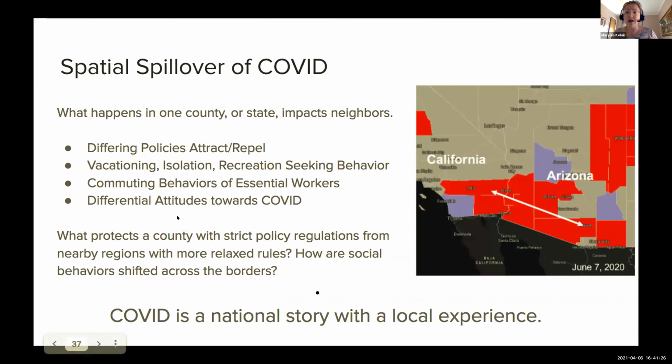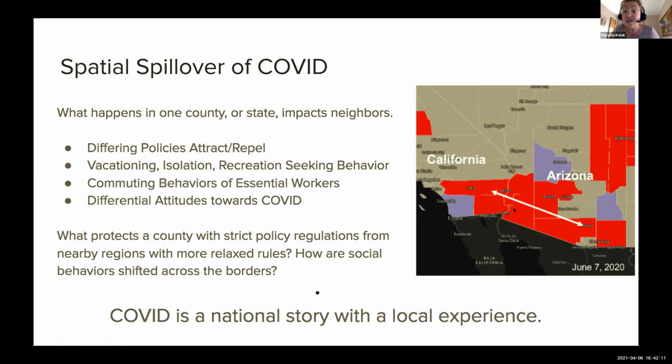But another piece, and this is where we really come back to Chicago, is no matter where you look, spatial spillover of COVID is a really big problem. What happens in one county or one state is going to impact its neighbors. And I'm not just talking about COVID cases, I'm talking about social behaviors, attitudes, differing policies. There's a tendency to focus on one's own place in a lot of research, and that includes public health. And when we do that, we forget the influence of nearby areas. So different policies will have attraction and repulsion behaviors. That's true in taxes. That's been a well-known spatial spillover documented from years or decades of economic research.